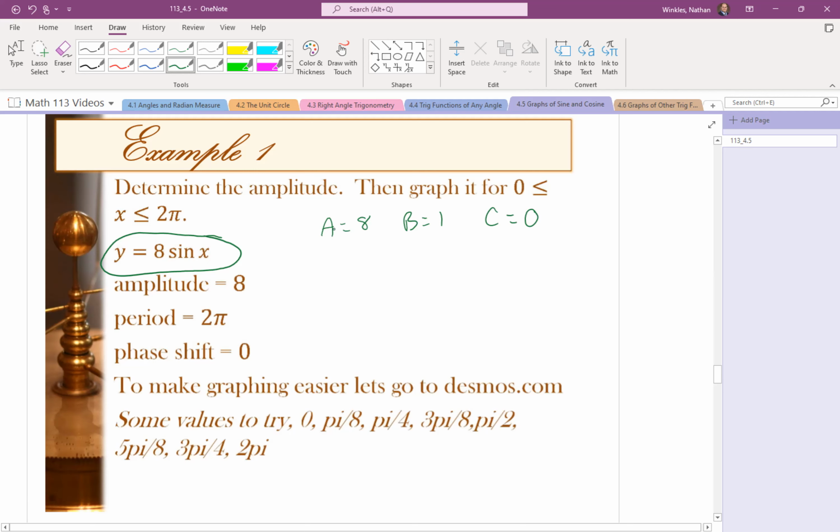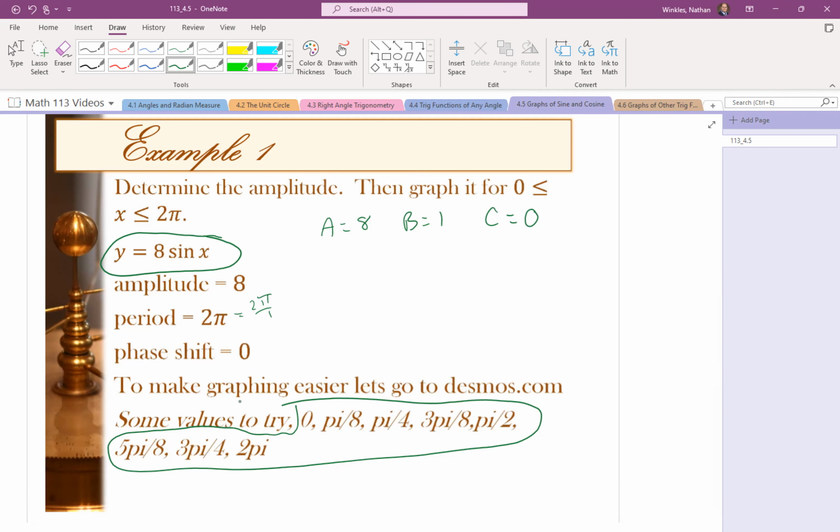Amplitude is the absolute value of A, so absolute value of 8 is 8. My period is 2 pi over B, so 2 pi over 1. That's just 2 pi. My phase shift is C over B, which is just 0. So then we could try graphing this. Basically what we're going to do is graph from 0 to 2 pi using values like this right here.